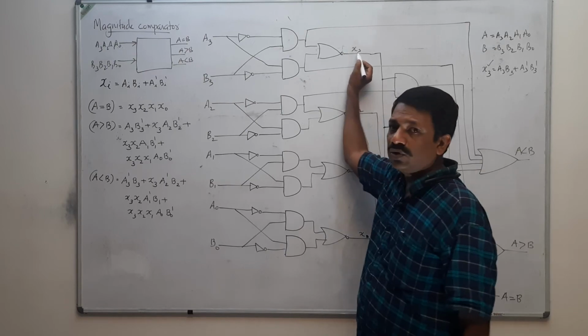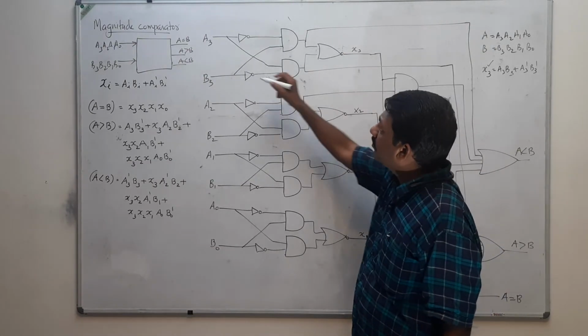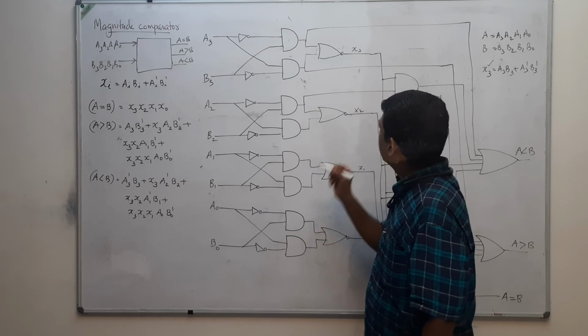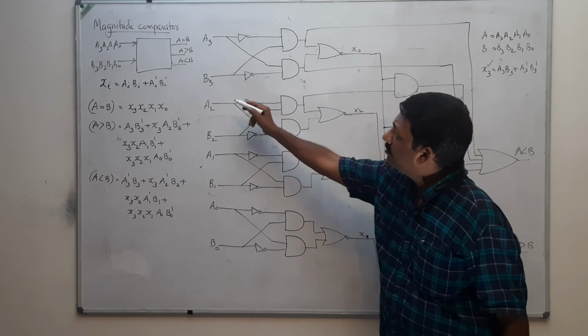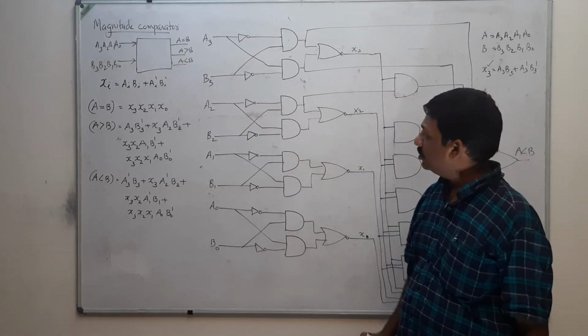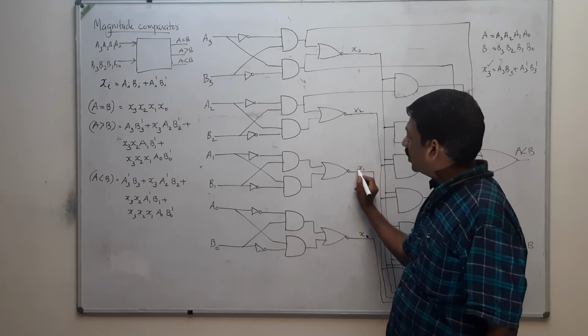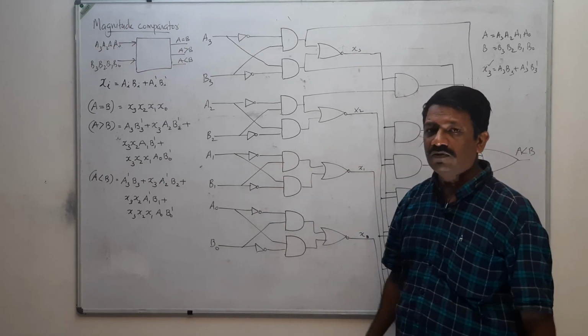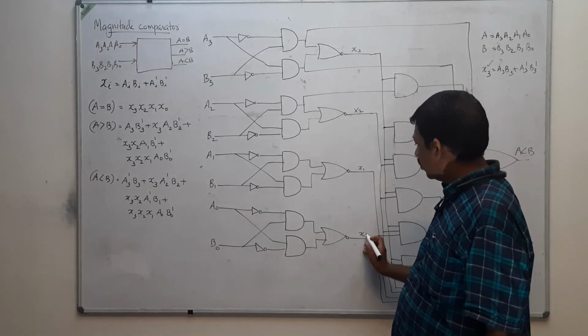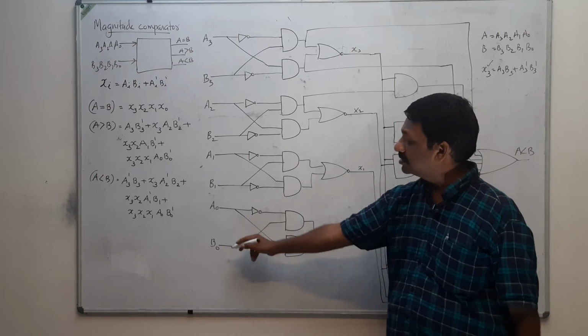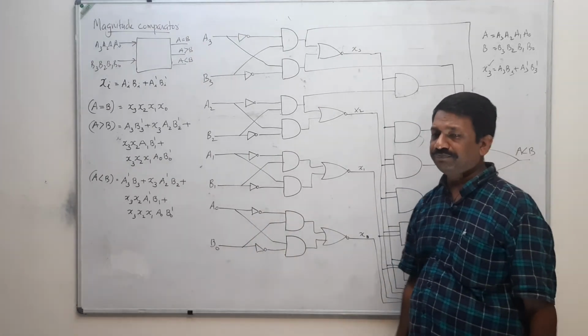If X3 is equal to 1, that means A3 and B3 are same. If X2 is equal to 1, then that means A2 and B2 are same. If X1 is equal to 1, that means A1 and B1 are same. And X0 is 1 means A0 and B0 are same.